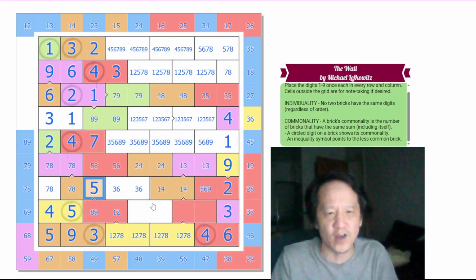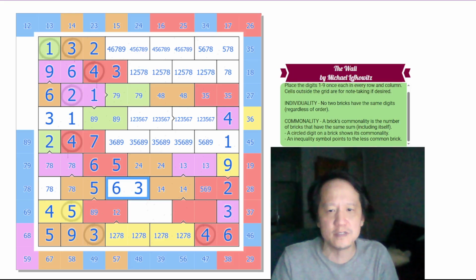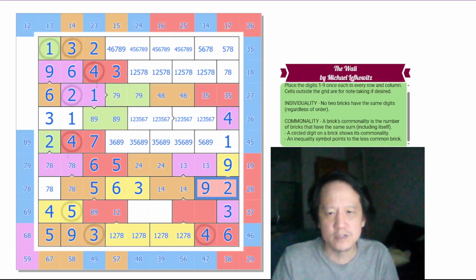This is 5. That makes this 6, this 5. So this can't be 5 here. 5 cannot be here. This can't be 3, so this is 6, this is 3. And this is the other 5 commonality, which is the last one. That means this can't be 5 or 6, so this is 2 and 9, which is the 4 commonality, so that's done.